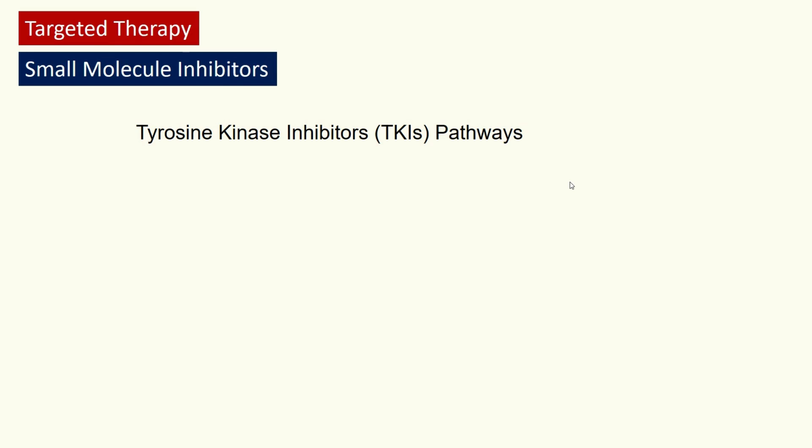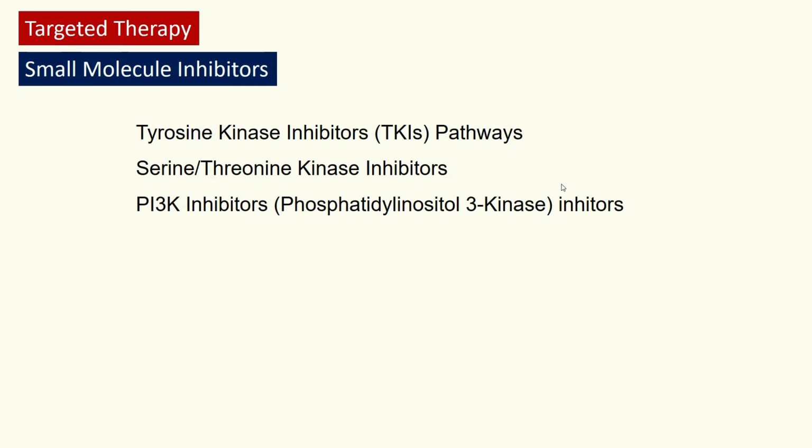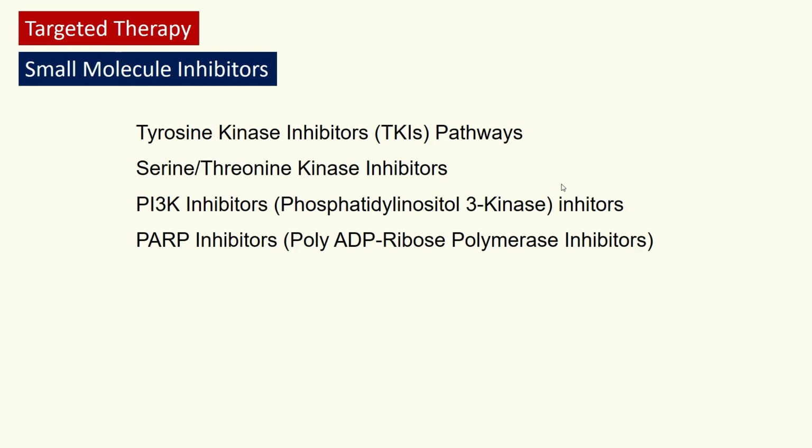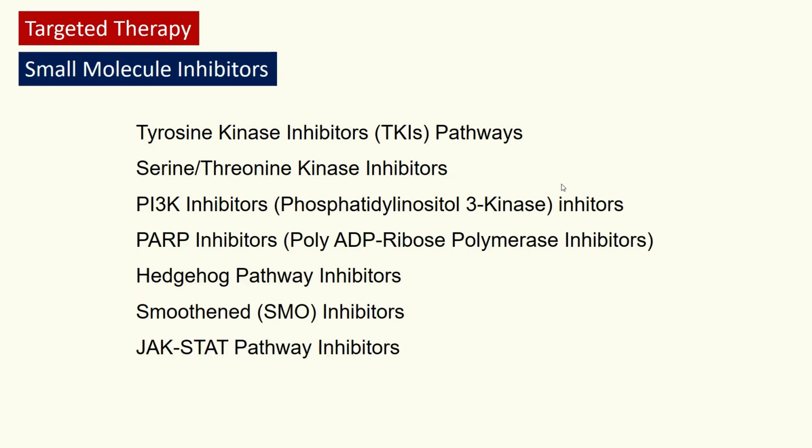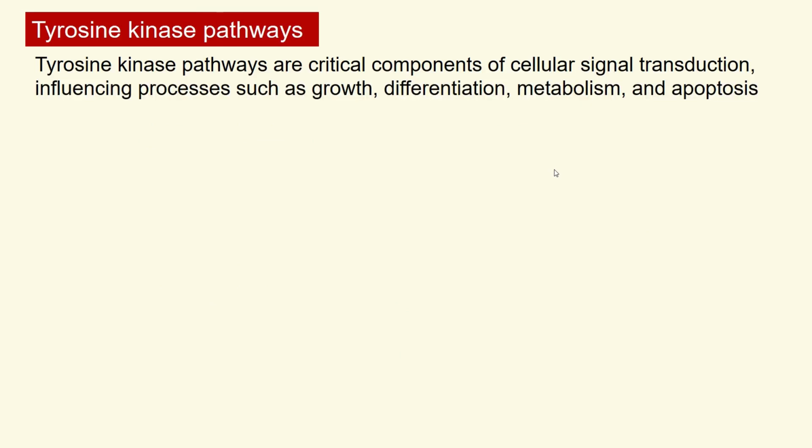But they act on different pathways such as tyrosine kinase inhibitor pathways, serine threonine kinase inhibitors, PI3K inhibitors, PARP inhibitors, hedgehog pathway inhibitors, smoothened inhibitors, JAK-STAT pathway inhibitors, and proteasome inhibitors. So there are lots of them, and it is a fast-growing class of drugs in this category. First, let's talk about the tyrosine kinase pathways, which are critical for cellular signal transduction, essential for cancer cell growth, differentiation, metabolism, and apoptosis, meaning programmed cell death.